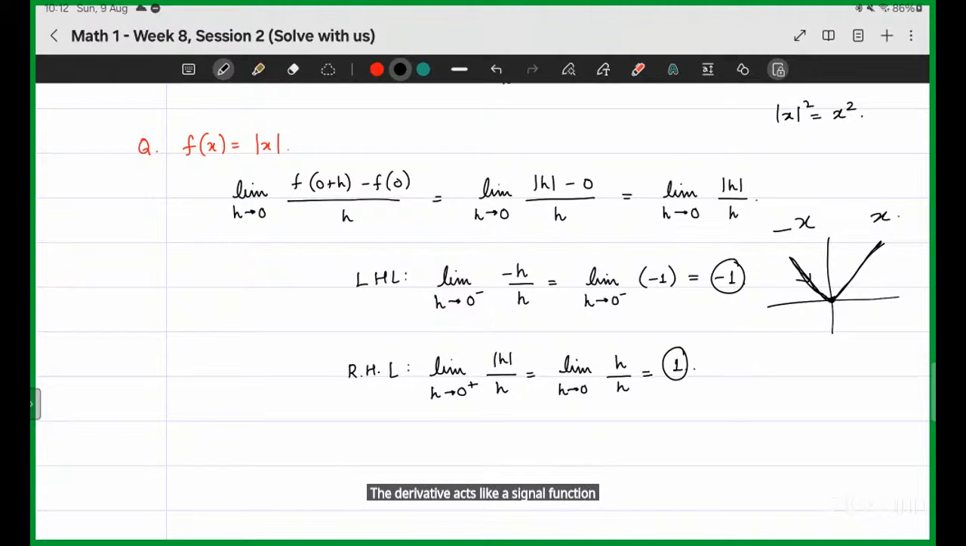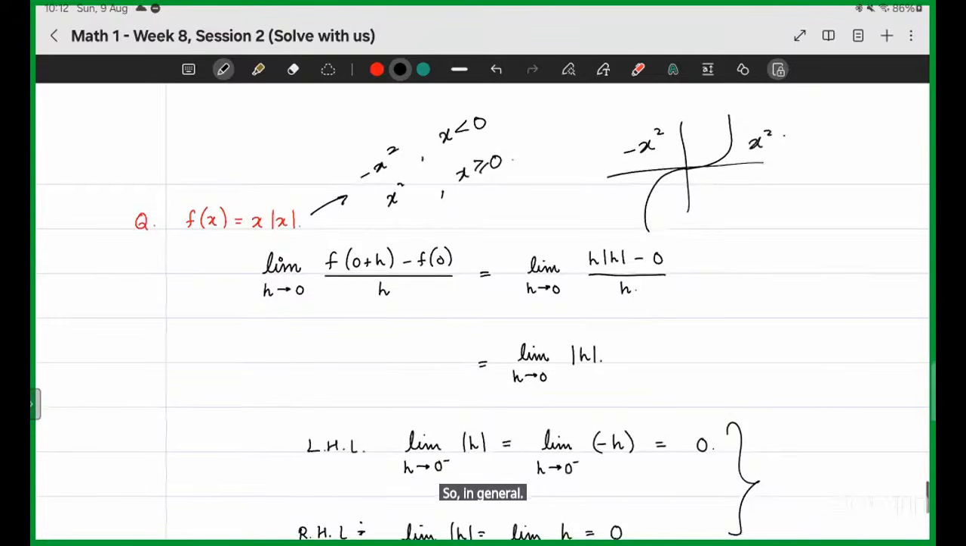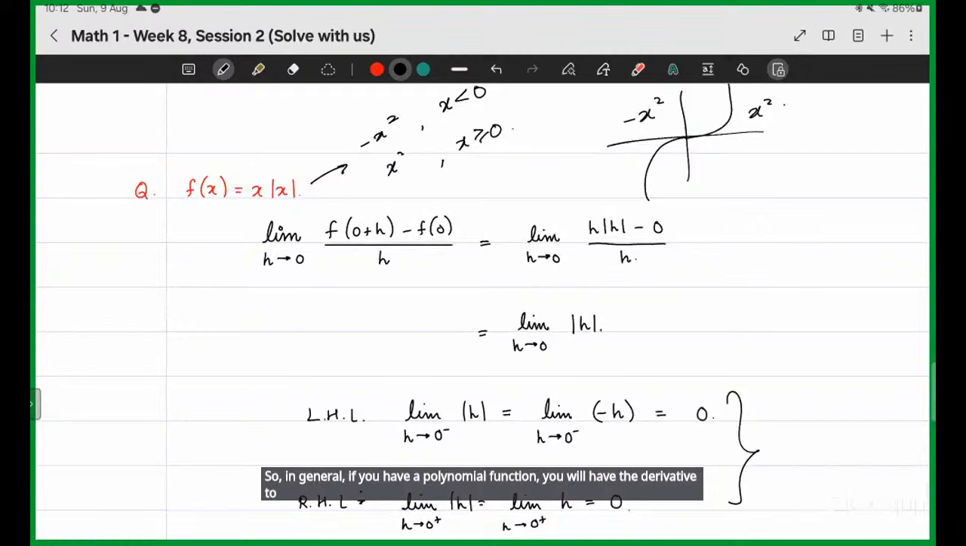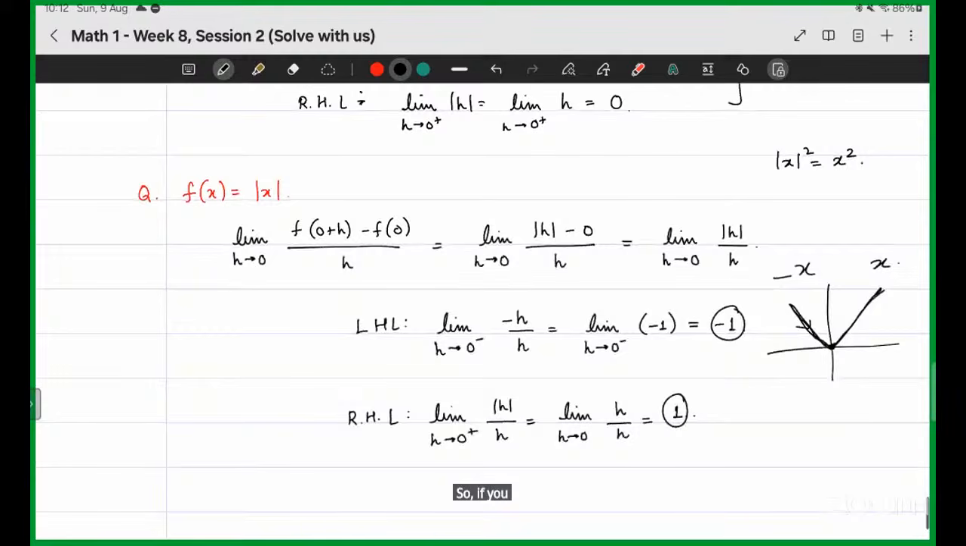Yes, yes. So in general, if you have a polynomial function, the derivative will be a polynomial of one degree less, right? So if the original thing is of degree 1, and it's not a polynomial but the modulus of a polynomial, your derivative will also be a degree 0 polynomial, which is a constant. But since there is a modulus, it will be different constants in different places. That's a problem.